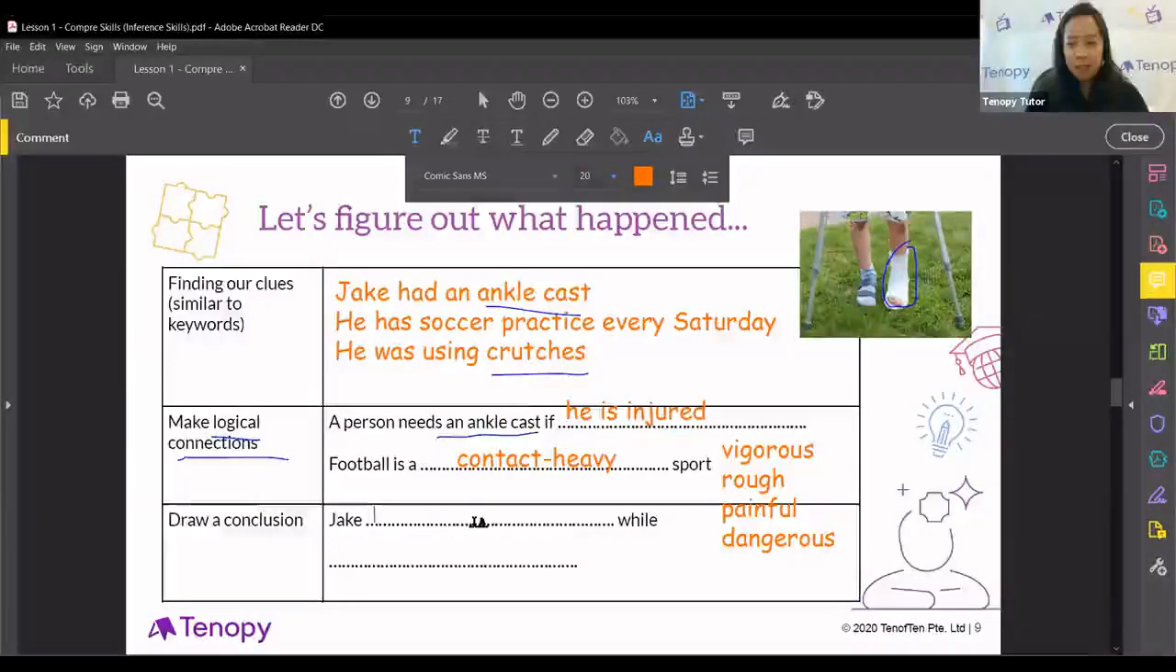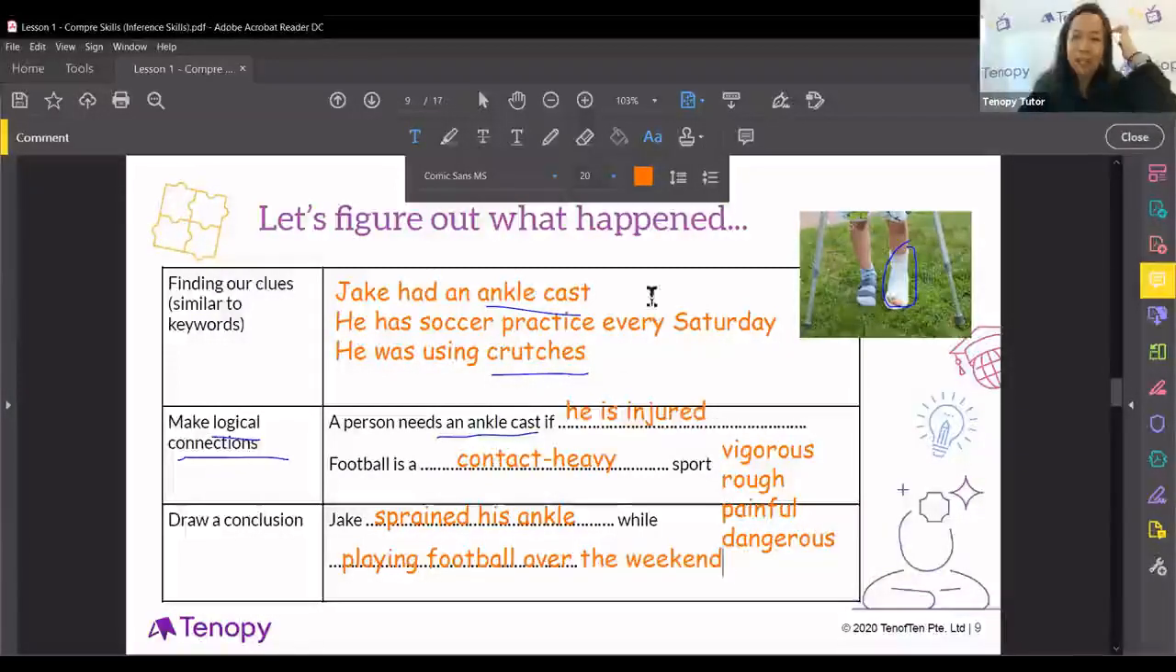Jake injured himself. Very good. You guys want to be specific, fine. Jake sprained his ankle while playing. We're gonna use football. Okay, football over the weekend. Very good.